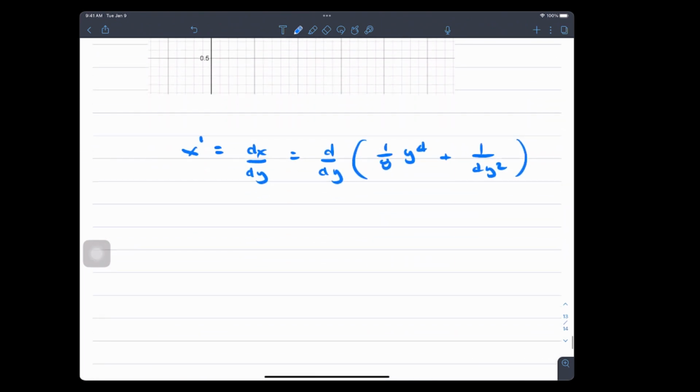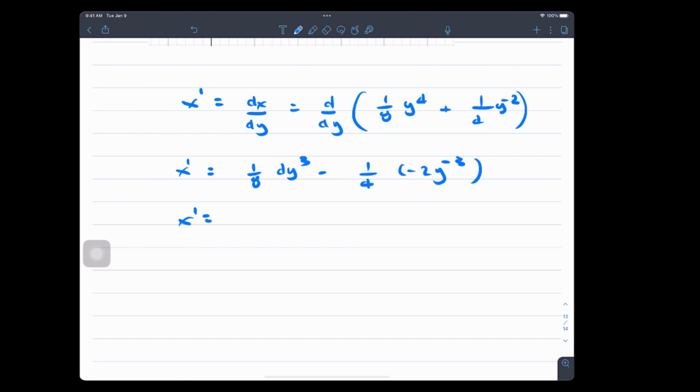Okay. This is my x prime, so let's find that derivative. 1/8 times 4y cubed minus, let me remind you guys, this is 1/4 y to the -2 power. So put -2y to the -3, taking that derivative. So double check if we're okay with that, right? Yeah. Okay, there we go. All right, so this looks like it's going to be 4/8, 1/2 y cubed minus, that's really plus, I think, plus 1 over 2 y cubed.